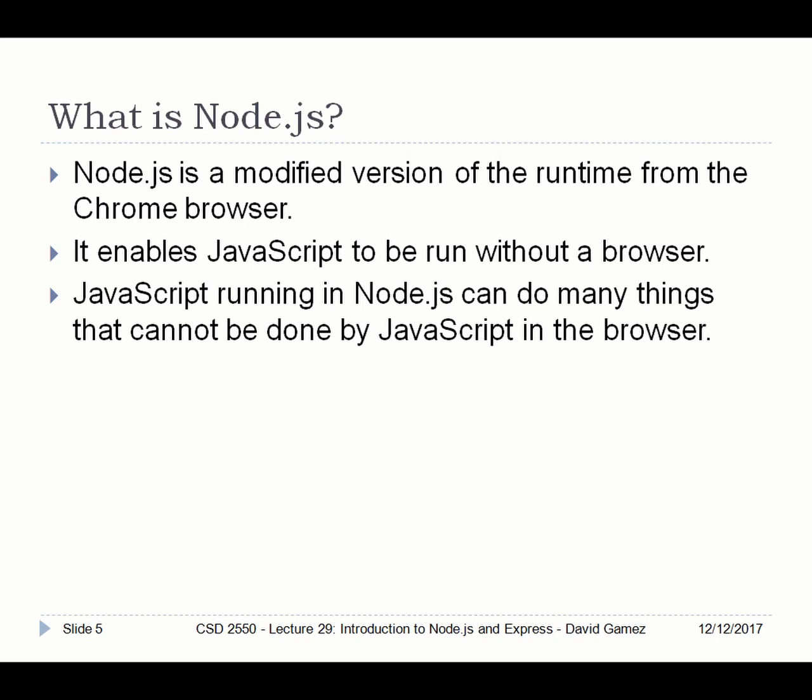By taking the runtime out of the browser, you open up the possibility of doing many things with JavaScript that you couldn't do when it's just running within the browser. The most usual application is to build servers using Node.js, but you can also do things like robotics, Internet of Things, and so on and so forth. Anything that a normal programming language such as Python or Java can do, JavaScript can also do when it's running in Node.js.